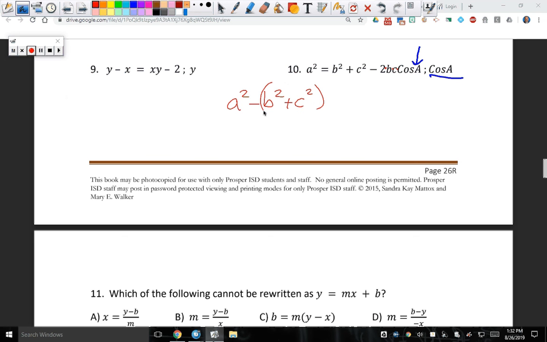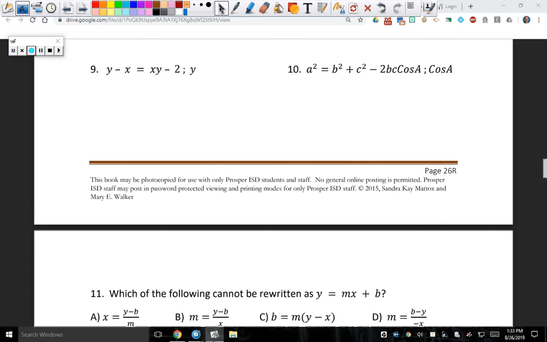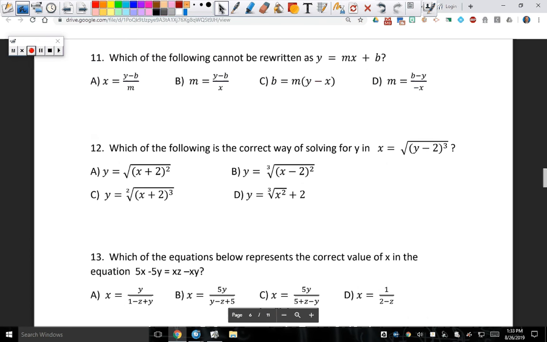I could. Or I could move each piece at a time, which is still equivalent to what I have here. Okay? So now these go away. What's left to do? Divide by negative 2BC. This is the cosine of A. Cool? Alright. Just wanted to reiterate terms of monomials versus polynomials.